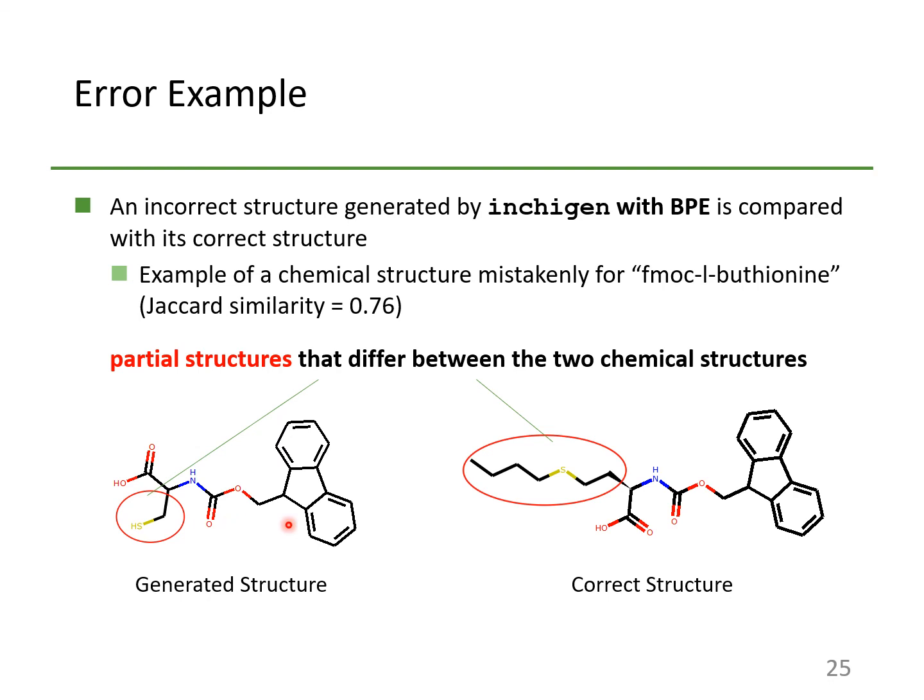This figure shows an incorrect structure generated by the proposed method with BPE compared with its correct structure. The two structures differ only by whether methanethiol or ethylsulfonylbutane was bonded in the partial structures enclosed by the red ellipses. In other words, the two structures are very similar.